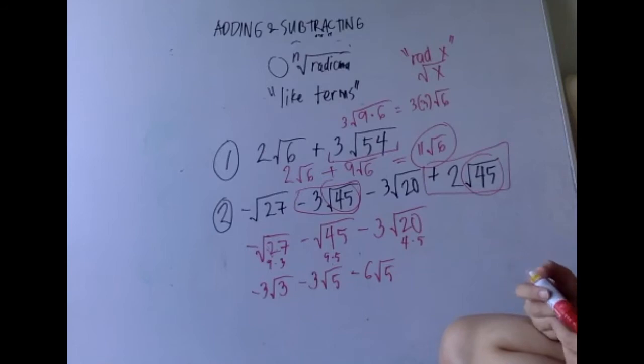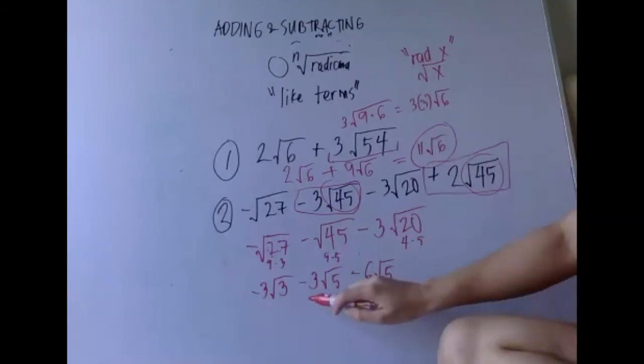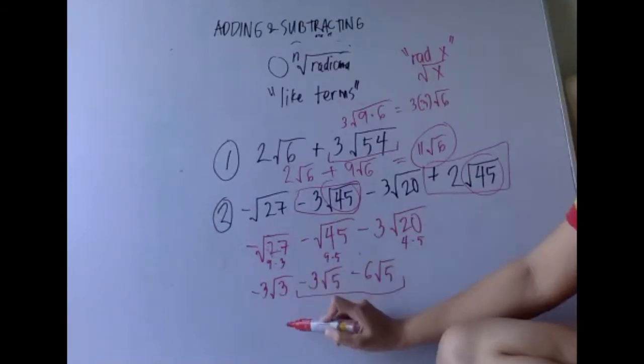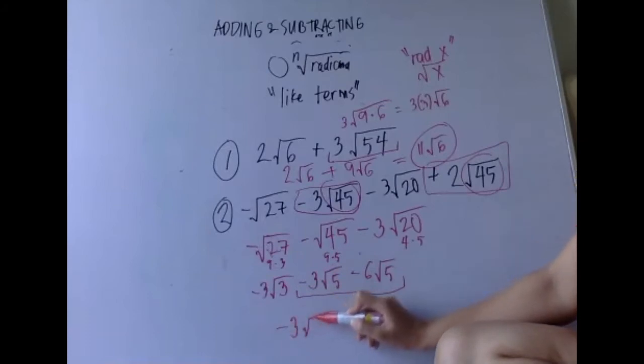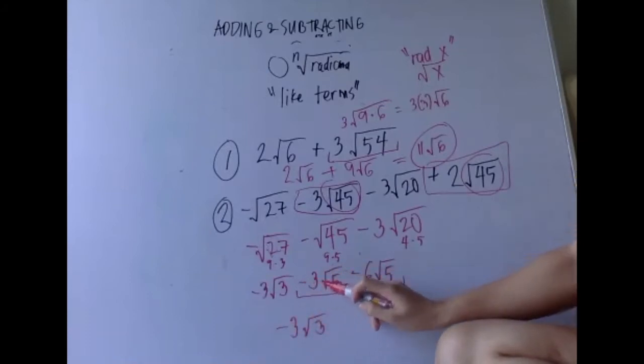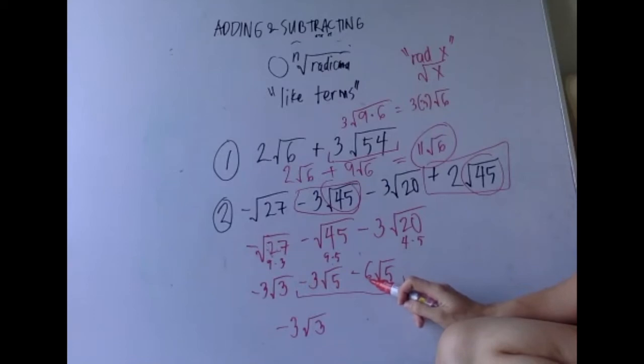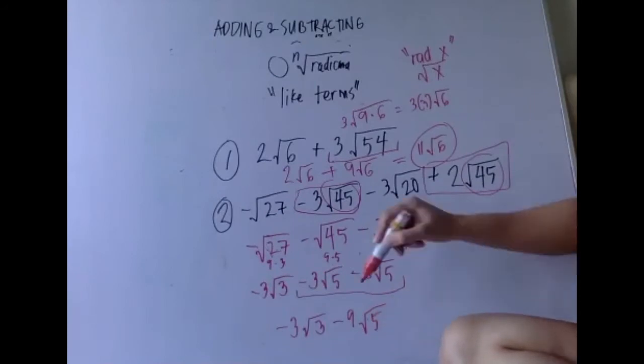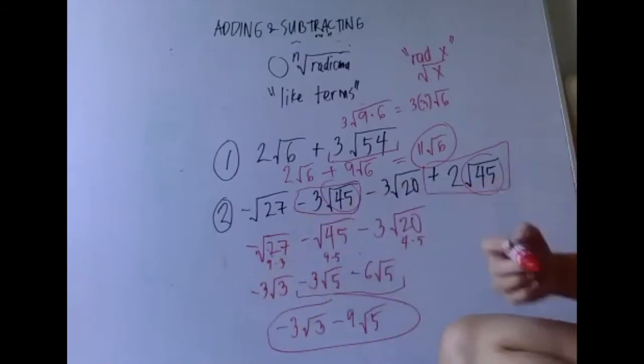Okay? So, ano ngayon yung mga pwede mong ipagsama? Itong dalawa lang. Okay, so we have negative 3 square root of 3. Negative 3 minus 6, that's equal to negative 9. Negative 9 square root of 5. Okay? So, ito na yung final answer natin. Negative 3 rad 3 minus 9 rad 5.